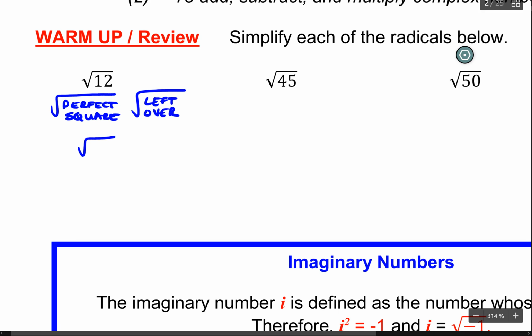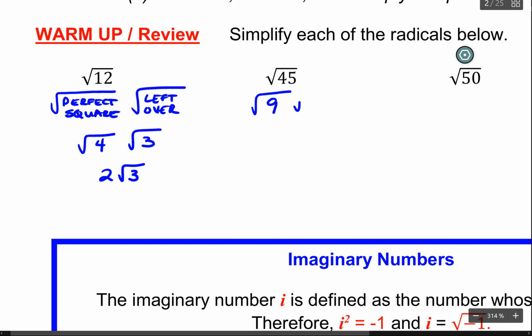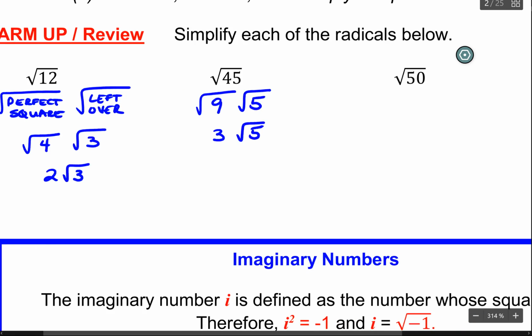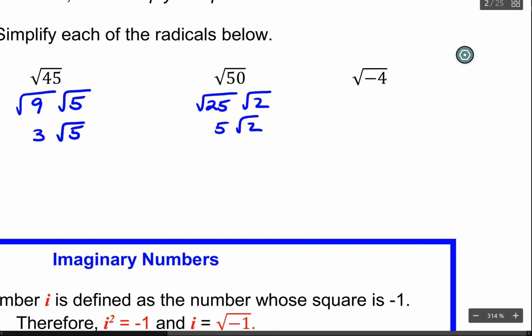So in this case, I would take this 12 and break it down into the square root of 4 and the square root of 3, which gives us 2 root 3. I can say this 2 radical 3, I can say this 2 root 3, any one of those is fine. Square root of 45, I'm going to break that down into the square root of 9 and the square root of 5, which is 3 radical 5. The square root of 50, I'm going to break that down into a perfect square, 25 times 2, which is 5 radical 2. Now the square root of negative 4, I'm going to break that down into 4 times negative 1. 4 is a perfect square, and the 4 becomes a 2 times the square root of negative 1.